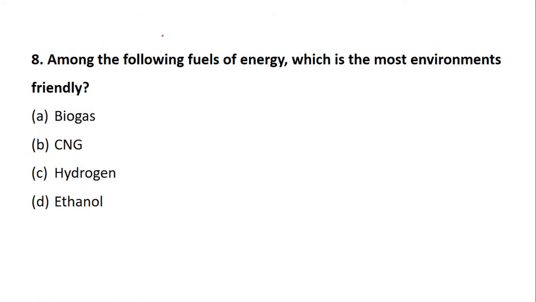Yes. Now question number 8, be careful. The question is twisted. There are two forms of this question in the previous year university paper. So just be careful, read it carefully and understand. Among the following fuels of energy, which is most environment friendly? That is biogas, CNG, hydrogen or ethanol. Given the list below, which is more environmentally friendly? There are two types of questions on the same topic in the previous year question paper. That's the reason I said be careful and answer it.